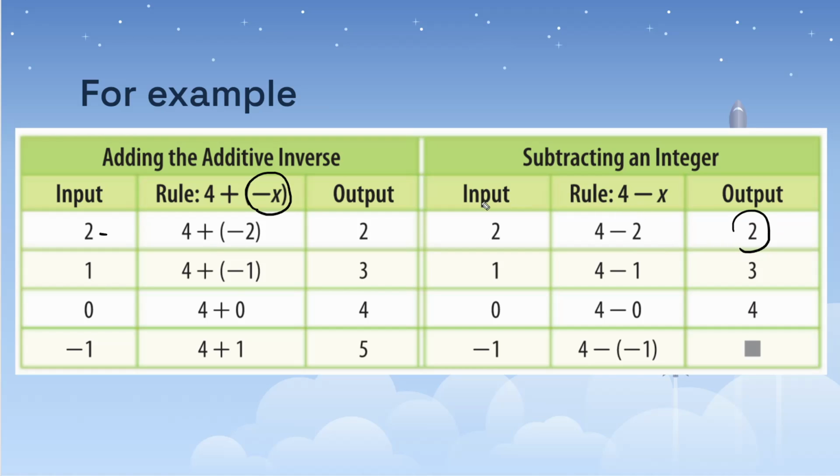You get 2. So you see here, 4 plus negative x and 4 minus x, they give you the same answers. And from that, we can use inductive reasoning to see the pattern and to say as a conclusion that adding a negative is the same as subtracting. Does everyone see that? Adding a negative is the same thing as subtracting.